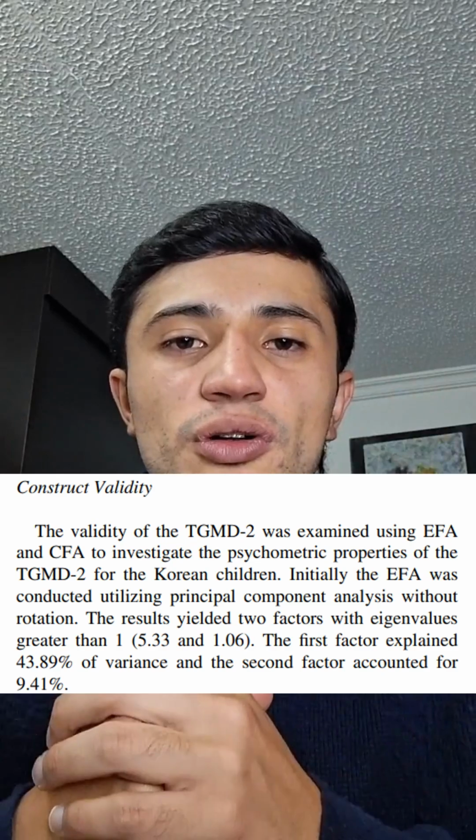The EFA results revealed two factors with eigenvalues greater than 1, where the first factor explained 43.89% of the variance and the second factor explained 9.41%. This indicates that the TGMD-2 effectively measures motor skills in two main dimensions, locomotion and object control.